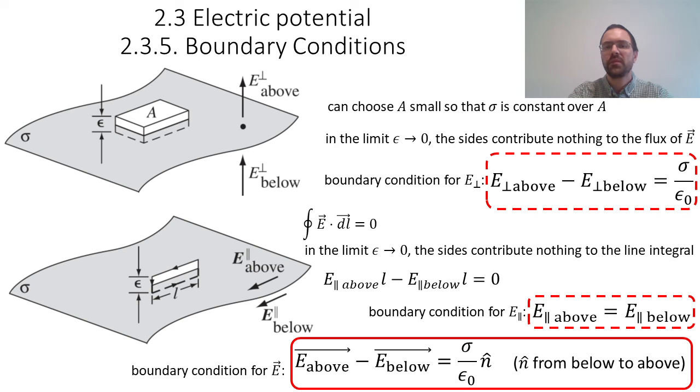If you write these two boundary conditions with vectors, then you have only one condition. The electric field above minus the electric field below, as vectors, is equal to sigma over epsilon naught along n hat, where n hat is a vector that goes from below to above. So if you know the charge density sigma, then you know the discontinuity of the electric field. And if you know the discontinuity of the electric field, then you know the charge density of the surface.